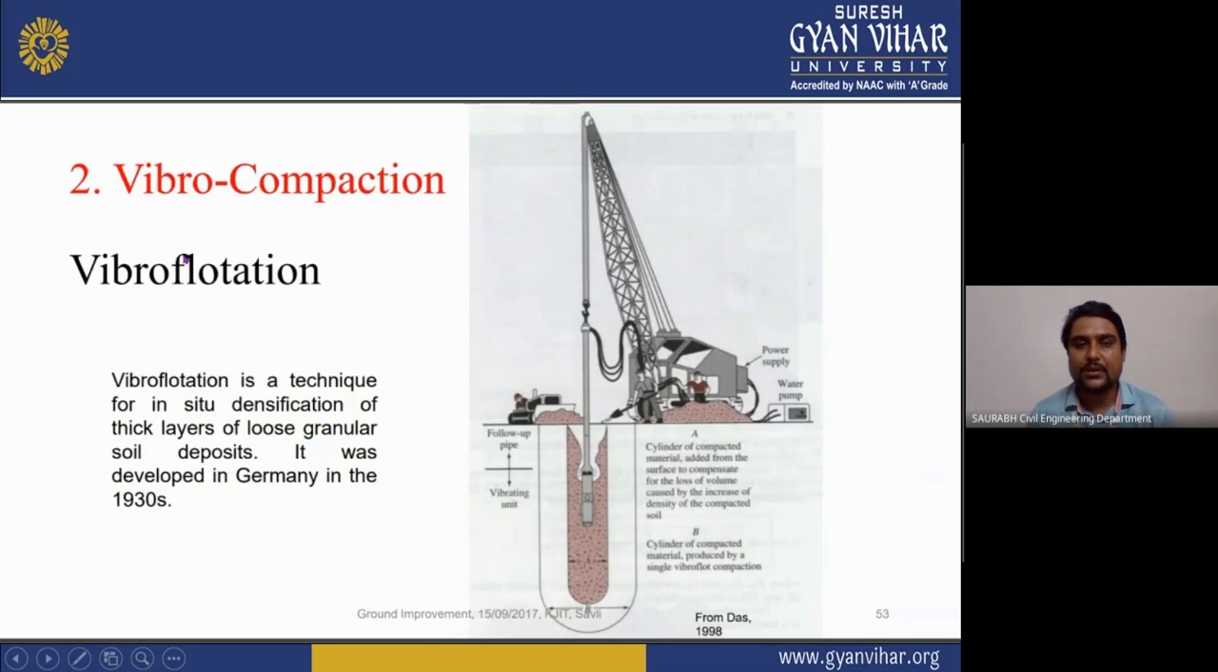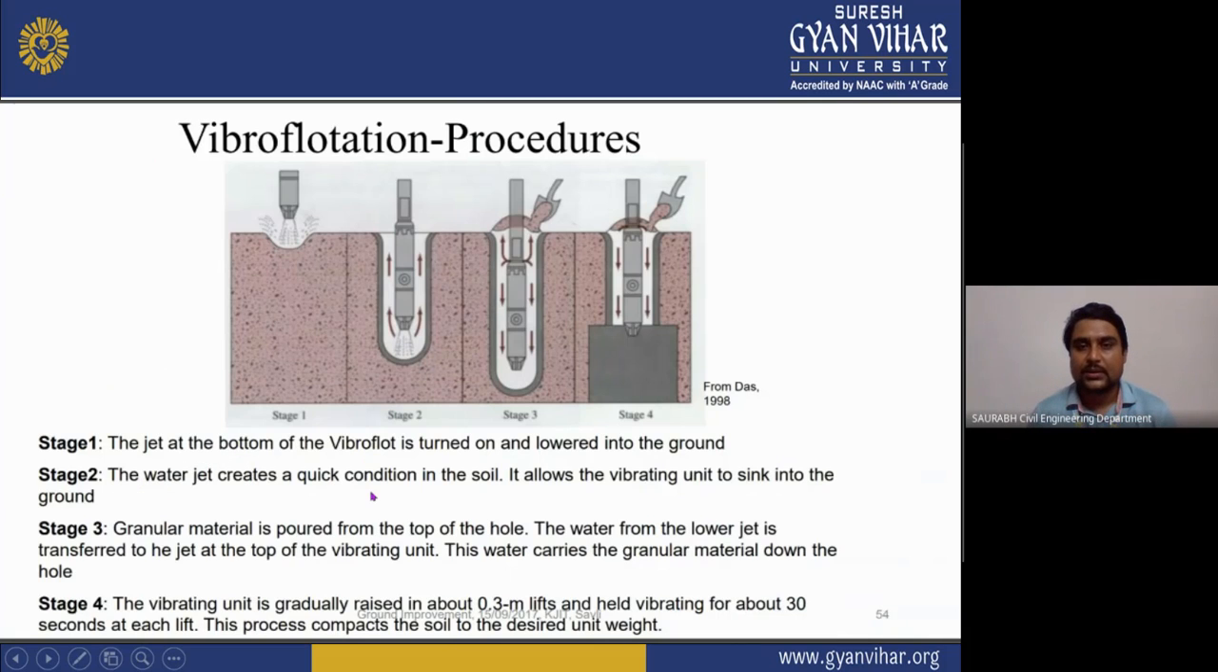The second type of compaction method done by ground improvement is vibro compaction. As you can see, vibroflotation uses this machine, and with this machine we have to do the drilling, and we have to put in some sand and other material. It is a technique for the in-situ densification of thick layers of loose granular soil deposit. It was developed in Germany in the 1930s.